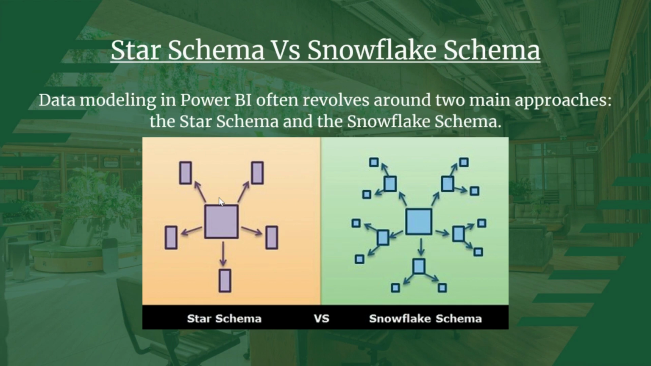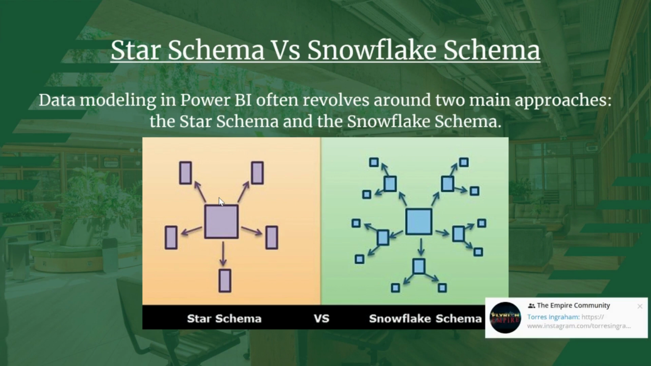Now, star schema. Data modeling in Power BI often revolves around two main approaches, the star schema and the snowflake schema. What is a schema? A schema is basically a drawing, a relationship diagram that represents an idea. Now, the star schema is known for its simplicity and performance. Hence, it's the most widely adopted of the two in most Power BI projects.